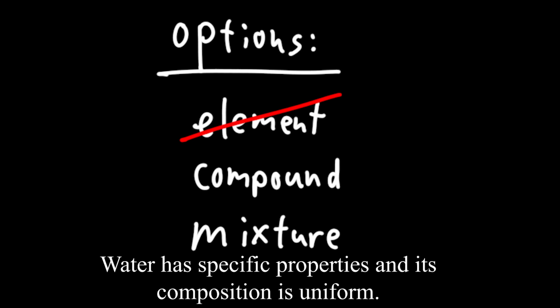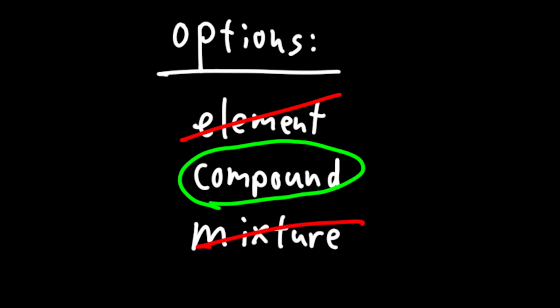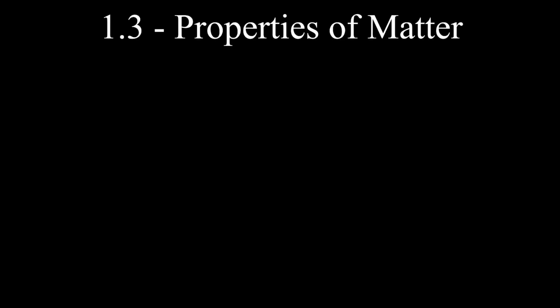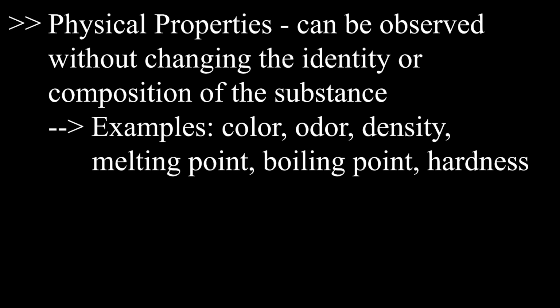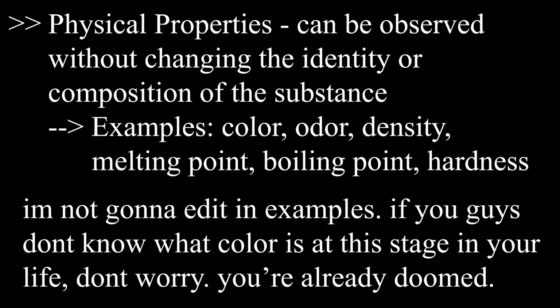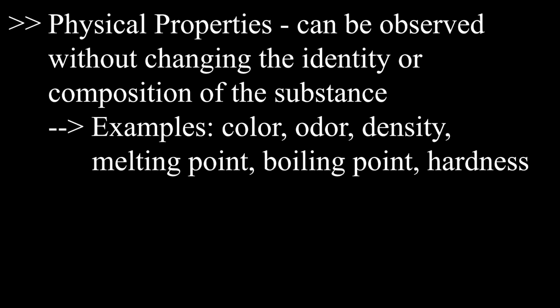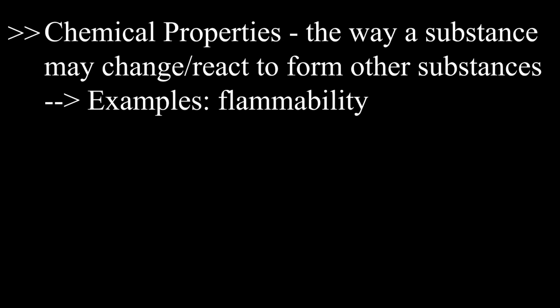Water has specific properties and its composition doesn't vary from sample to sample, so water is a compound. Let's go over some more vocabulary. Physical properties of matter can be observed without changing the identity or the composition of the substance. For example, color, odor, density, melting point, boiling point, and hardness all are physical properties. Chemical properties are the way a substance may change or react to form other substances. For example, flammability is a chemical property.